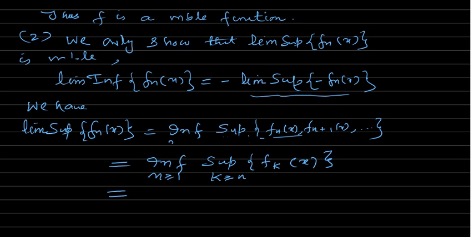Okay. This thing is n greater or equal to 1. n greater or equal to 1 means that if you put n as 1, you will find the supremum of f1(x), f2(x), f3(x), and so on and so forth. If n equals 2, then you will find the supremum of f2(x), f3(x). If n is 3, you will find the supremum of f3(x), f4(x), and so on and so forth.